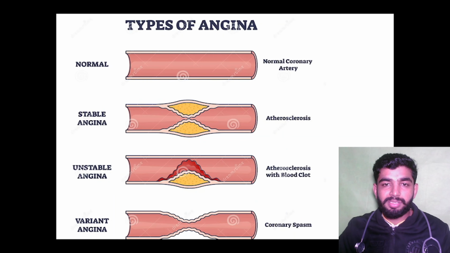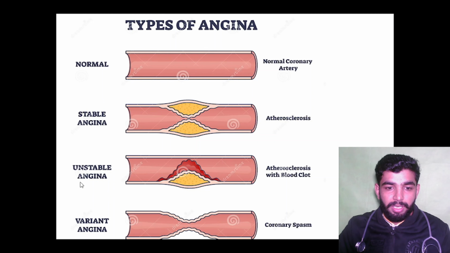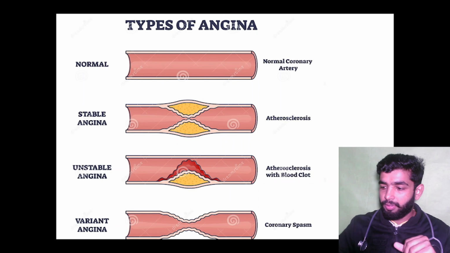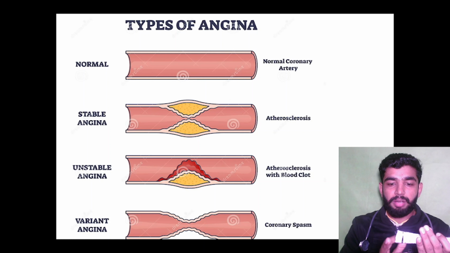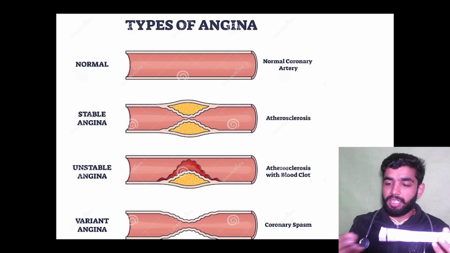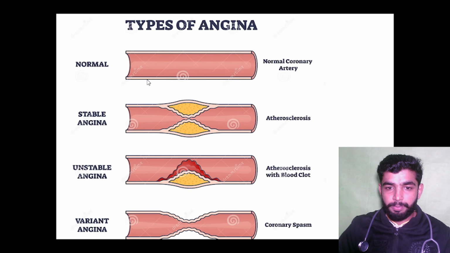I want to just discuss the types of angina. This is the normal coronary artery, and there are three types: stable angina, unstable angina and variant angina. In the case of stable angina, there is formation of an atheromatous plaque. Here I am mainly discussing the coronary artery. This is the coronary artery and the atheroma formation. Here is the atheroma, and blood flow towards the other area is reduced. This is the atheromatous plaque formation and blood flow is reduced.